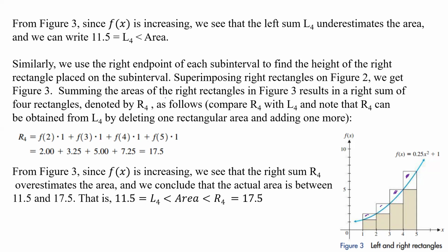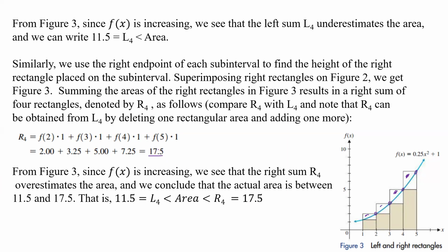And so that's kind of what this is saying here. Again, we're going to calculate what the areas are. In this case, we're doing f of 2, f of 3, f of 4, and f of 5 to get that. And again, it's a width of 1, so we just find that, and we find that it's 2, 3.25, 5, 7.25. Add all those together, we get 17.5.